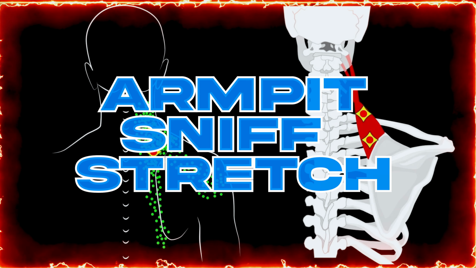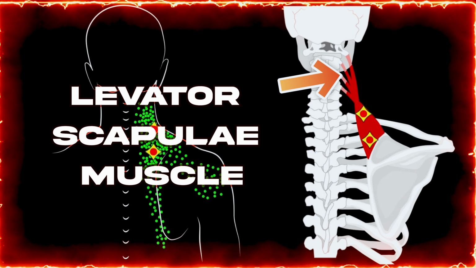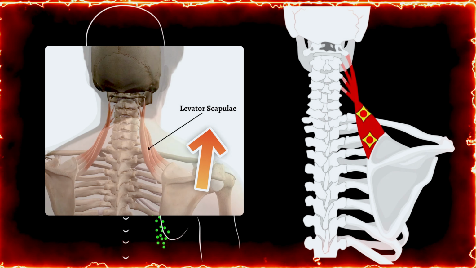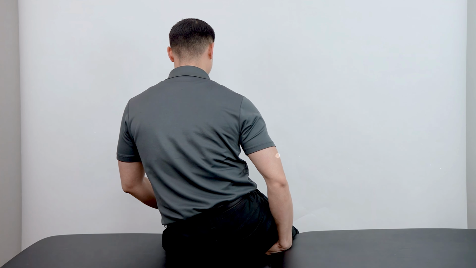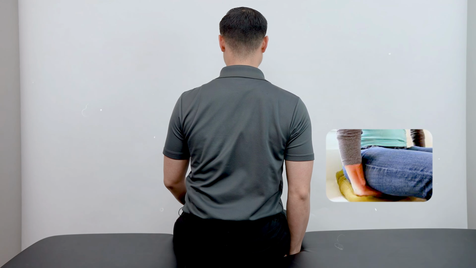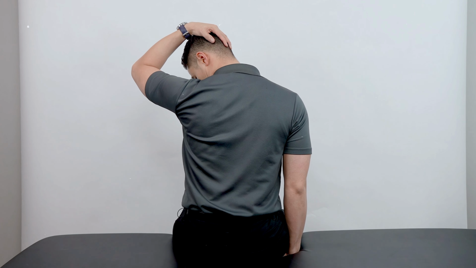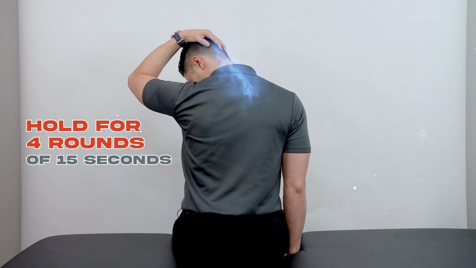The armpit sniff stretch. The levator scapula starts from your head and attaches to the shoulder blade. You have one on each side. The first thing you want to do is sit up straight. In order to stretch the right one, you want to sit on top of your right hand and turn your head towards your left armpit. Using your left hand, pull your head towards the left armpit. You'll feel a stretch on the right side of your neck. Hold this for 4 rounds of 15 seconds.